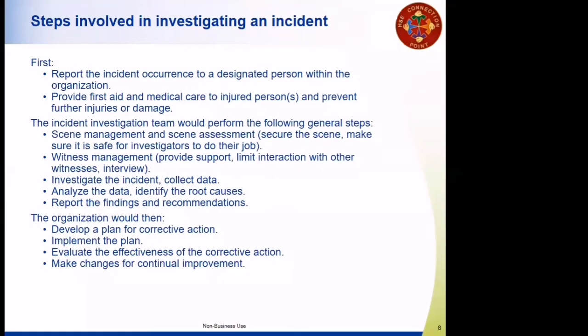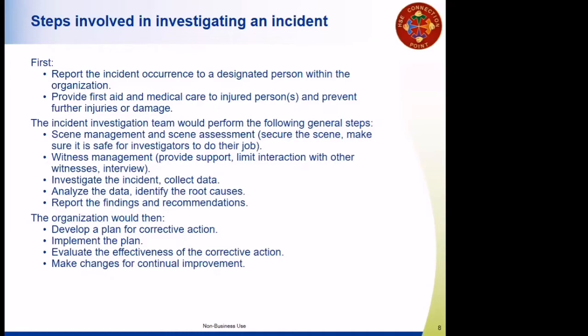The steps involved in investigating an incident. First, report the incident occurrence to a designated person within the organization. Provide first aid and medical care to the injured person or persons and prevent further injuries or damage. The incident investigation team would perform the following general steps: scene management and scene assessment. Secure the scene. Make sure it is safe for investigators to do so. Witness management: provide support and limit interaction with the other witnesses.